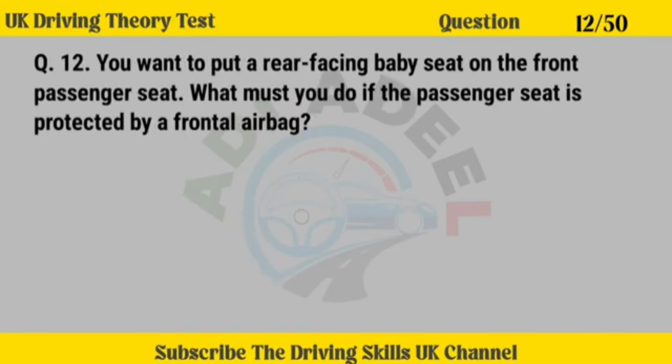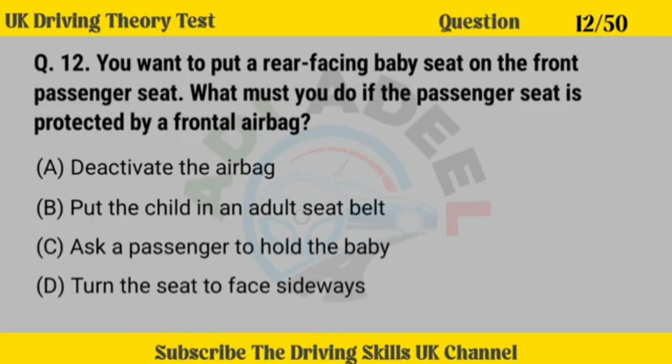Question 12. You want to put a rear-facing baby seat on the front passenger seat. What must you do if the passenger seat is protected by a frontal airbag? A. Deactivate the airbag. B. Put the child in an adult seatbelt. C. Ask a passenger to hold the baby. D. Turn the seat to face sideways. The correct answer is A, deactivate the airbag.